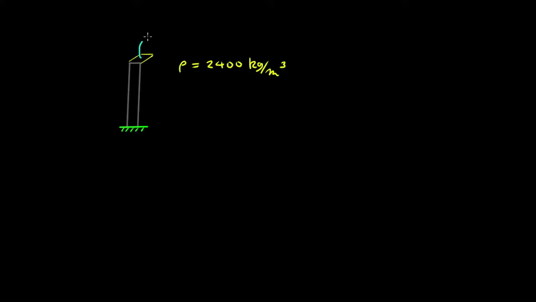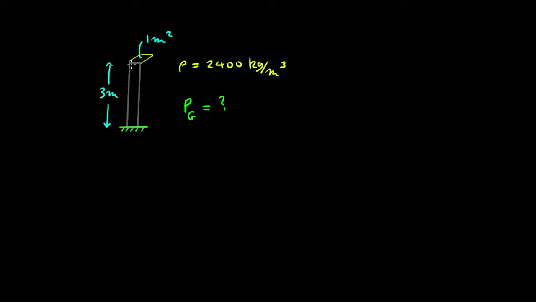Let's look at an example of pressure and forces. Suppose we have this concrete column which has a density of 2400 kilos per cubic meter. Let's suppose the cross-sectional area of this column is 1 meter squared, and the height of this column is 3 meters. What we want to find is the pressure exerted by the column on the ground.